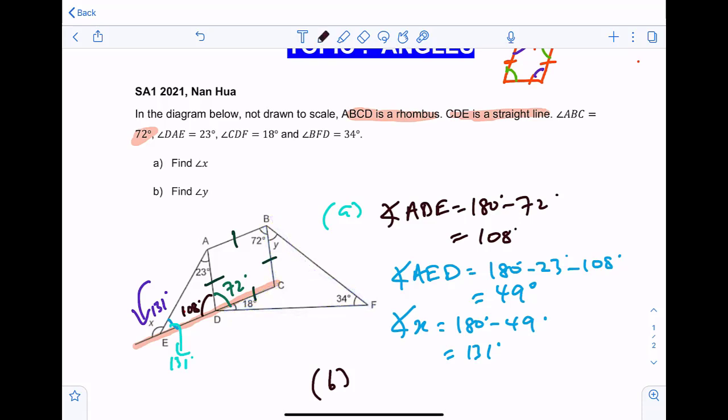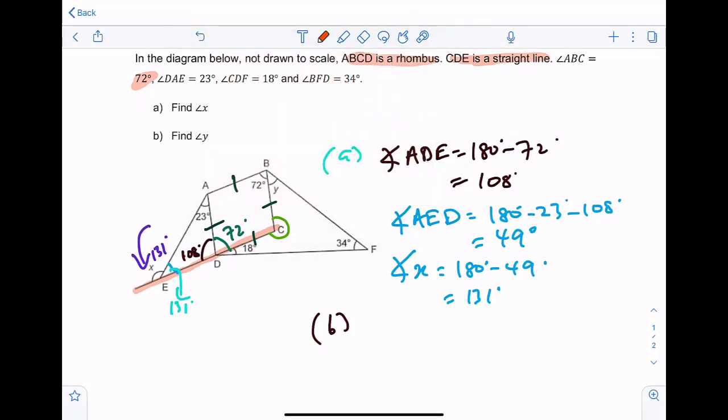To find angle Y, it will be useful if you can find this blue angle here. Why? Because the sum of angles in a four-sided figure is 180 times 2, that is 360. And to find this bigger angle here, called a reflex angle BCD, we need to find this orange one first. So angle BCD will be equals to 180 minus 72, because interior angles of a rhombus, 108 degrees. So over here 108 degrees.